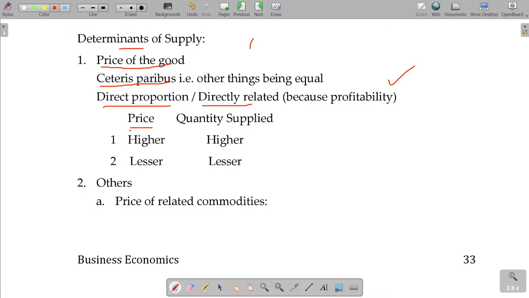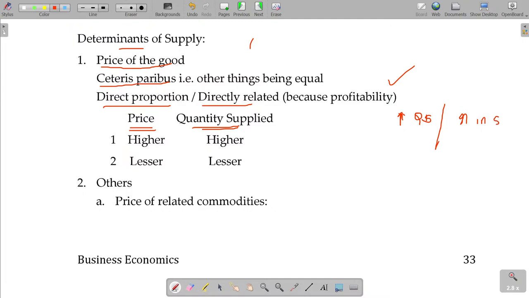Now you can connect the relationship between the price and quantity supplied this way. It's not supply, it's quantity supplied. There also it's not demand, it's only quantity demanded. We won't call that an increase in demand or decrease in demand; we call that an increase in quantity demanded and a decrease in quantity demanded. Ditto will be available here also. With respect to the price change of the commodity, the quantity supplied will be either increasing or decreasing. You don't call that an increase in supply, it's an increase in quantity supplied.